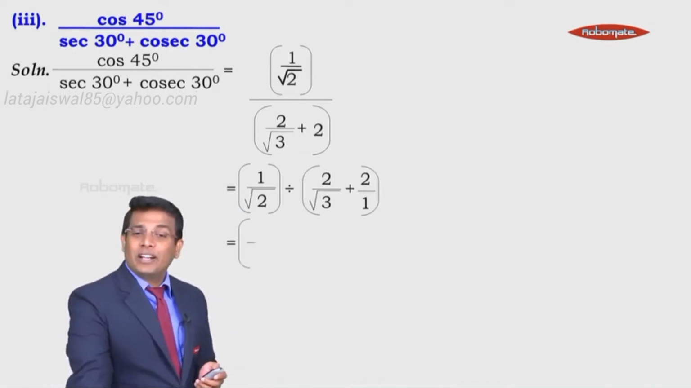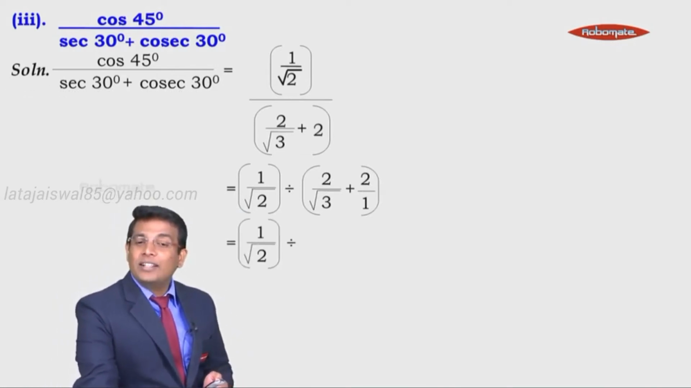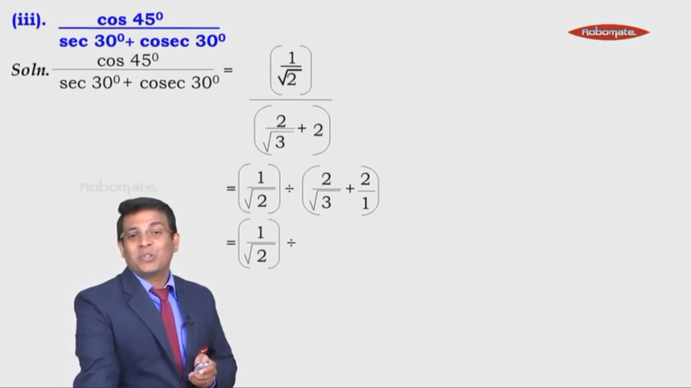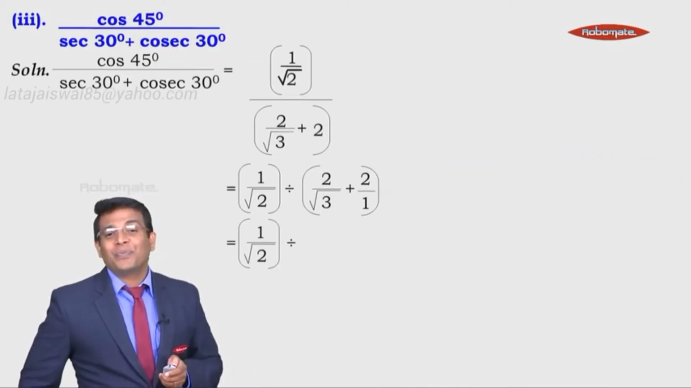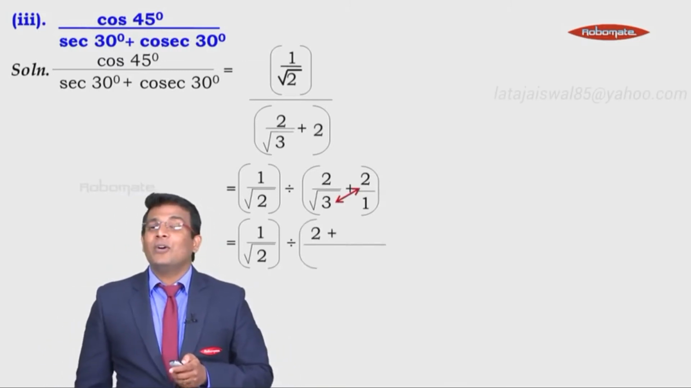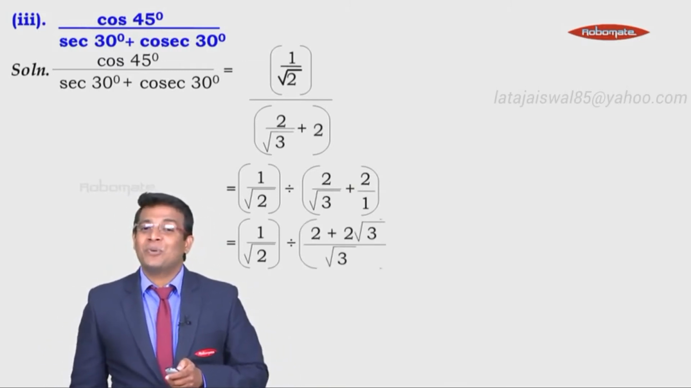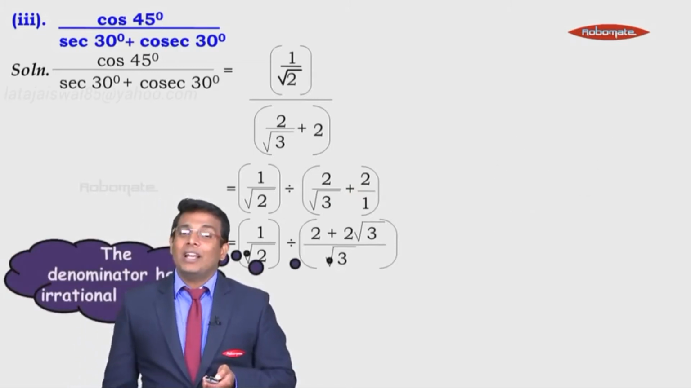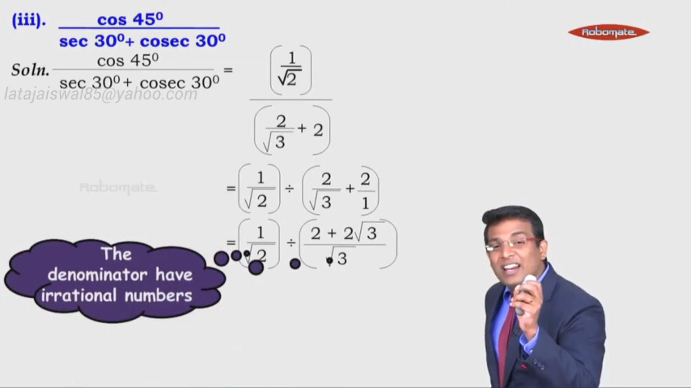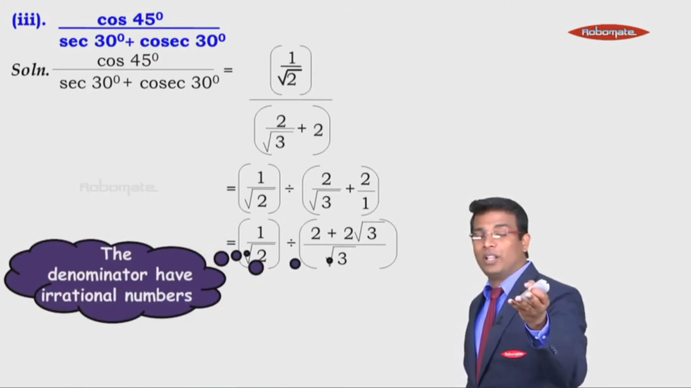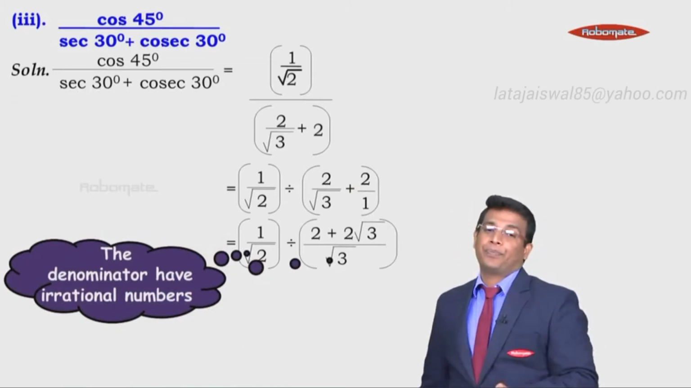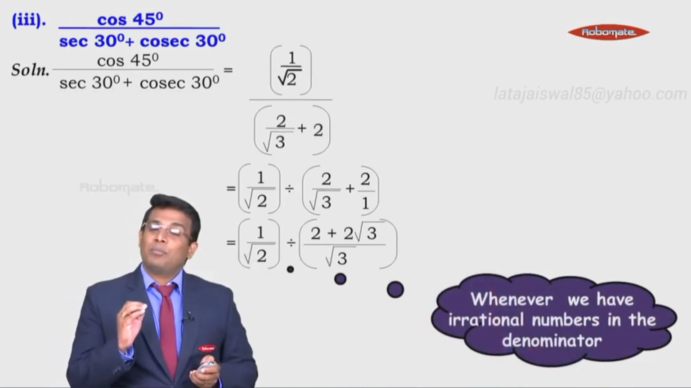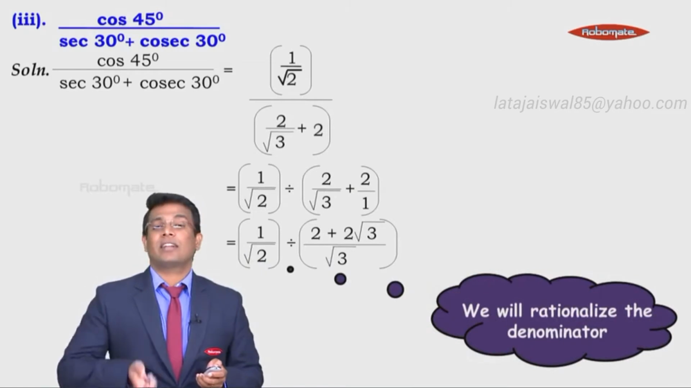So now the numerator, that is 1 upon root 2, will be written as it is. In the denominator, in the other bracket, we have to take the LCM. So it will be 2 into 1, which is 2, and then we'll have root 3 into 2, which will give it as 2 root 3. And in the denominator, we have root 3 into 1, which is root 3. Now here, if you see, the denominator have irrational numbers, that is root 2 and root 3. So first we'll rationalize it. Whenever we have irrational numbers in the denominator, we have to rationalize the denominator.